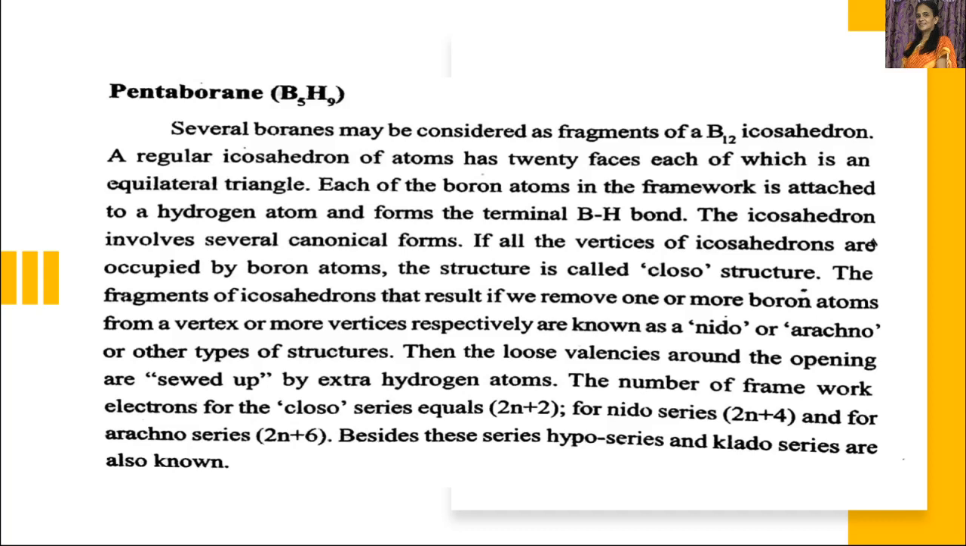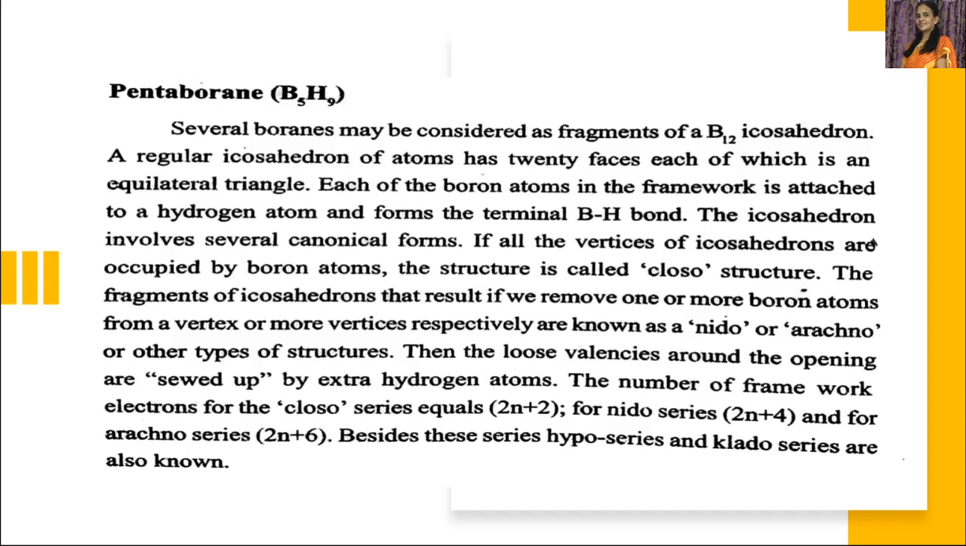Okay, so each of the boron atoms in the framework is attached to a hydrogen atom and forms the terminal BH bond. The icosahedron involves several canonical forms. If all the vertices of the icosahedron are occupied by boron atoms, the structure is also called closo structure. So pentaborane has a structure called closo structure.